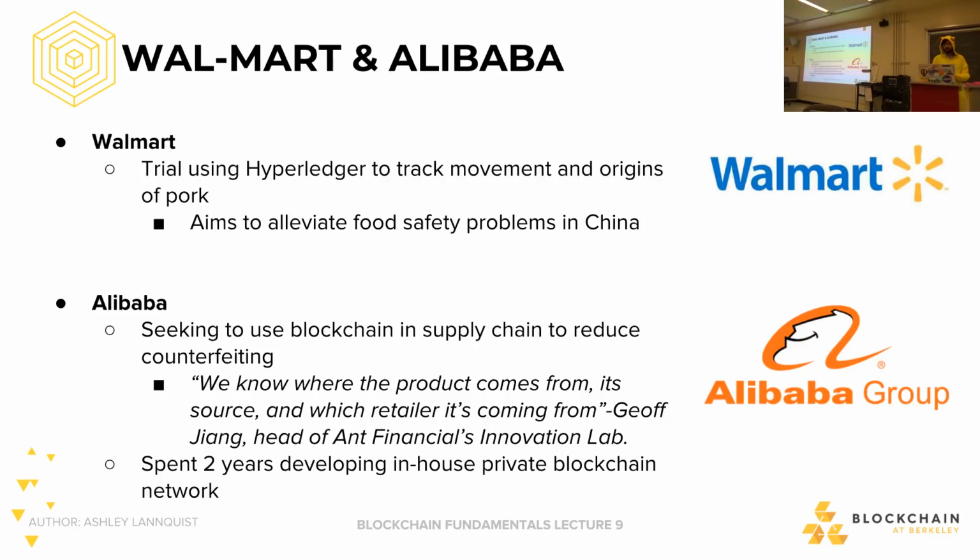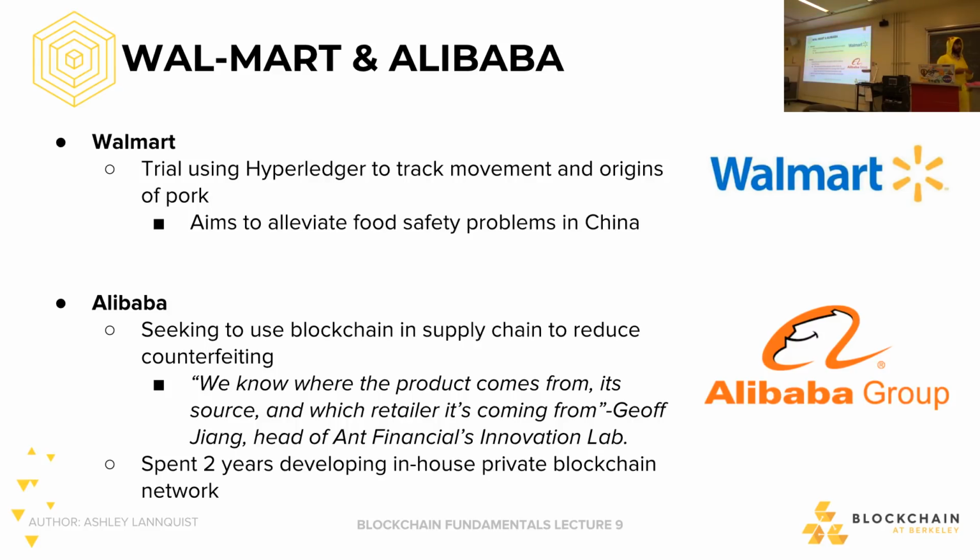Walmart's doing a trial with Hyperledger to track the movements and origins of pork, so that if there are food safety problems, they can track the origin of where this meat came from and either stop doing business with that vendor, alert other people to stop doing business with that vendor, or figure out if there was some mistake that was a one-time thing. And Alibaba is seeking to do something similar, but to reduce counterfeiting.